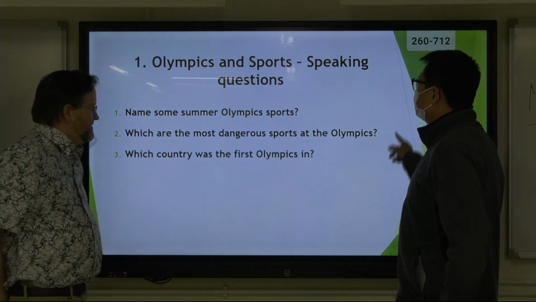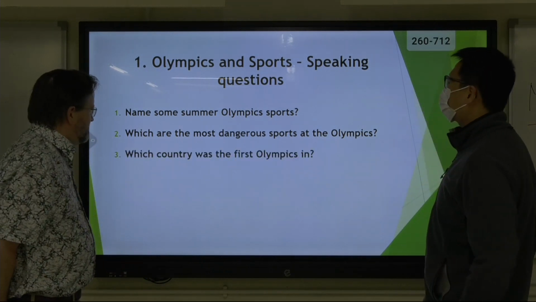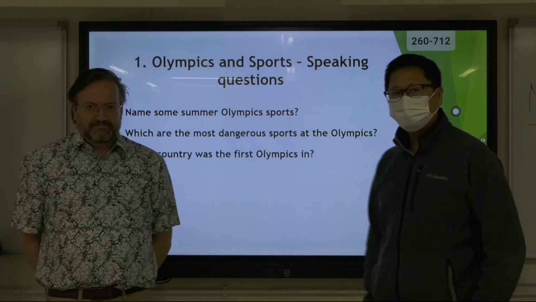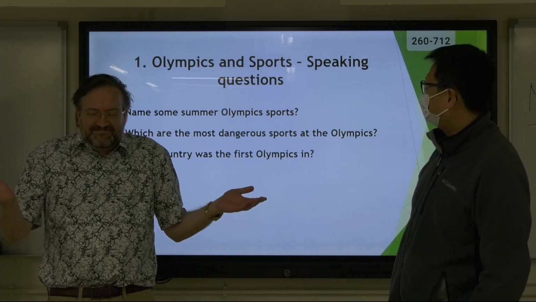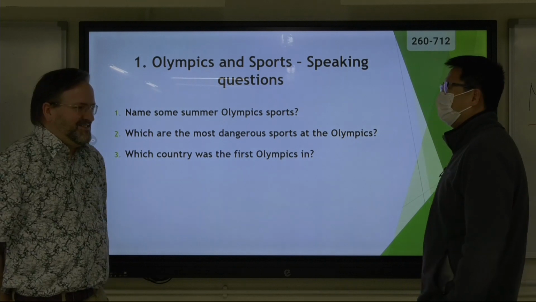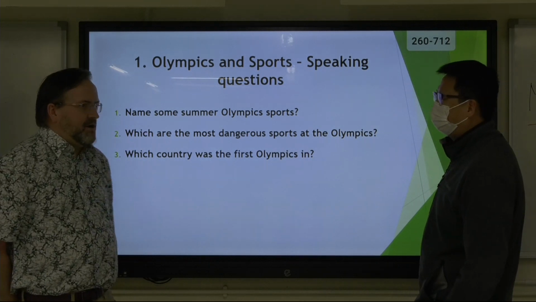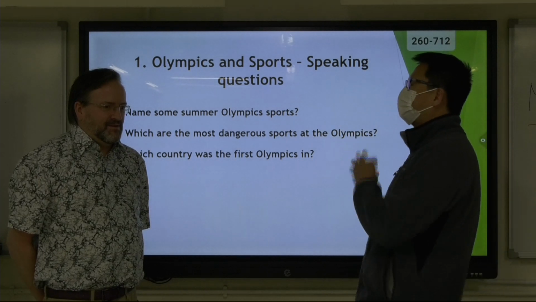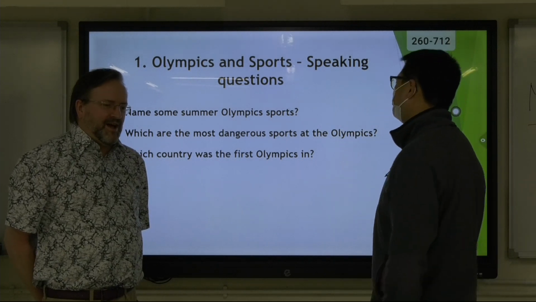And so, which country was the first Olympics in? Any clue? I know the answer. The answer is Rome. No, I don't think so. It's not Rome? It's another country. Rome is a city of Italy. Oh, I made a mistake. I know where it is.